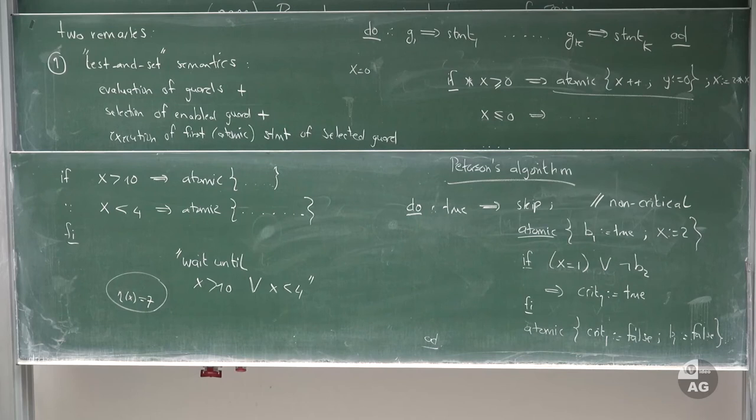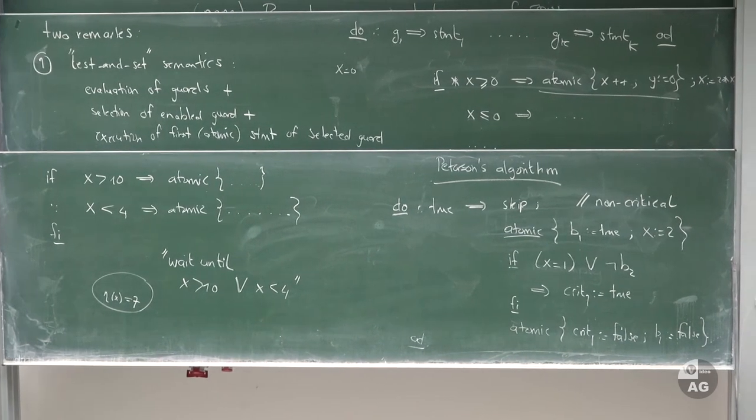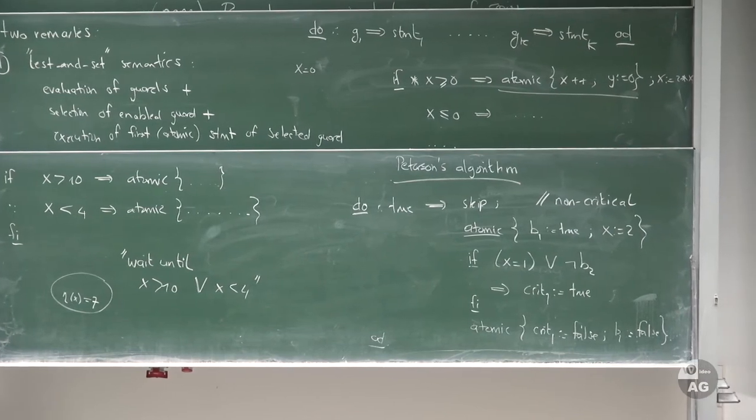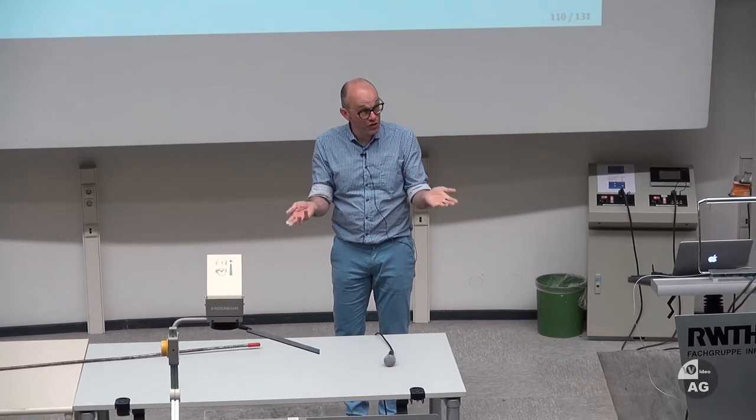Okay, this concludes everything about modeling. The idea is that you model your system at a high level of description. Promela, if you like Petri nets more, you do it in Petri nets. If you like synchronous hardware, you model it as synchronous hardware. The point is, at the end, what you get is a transition system.